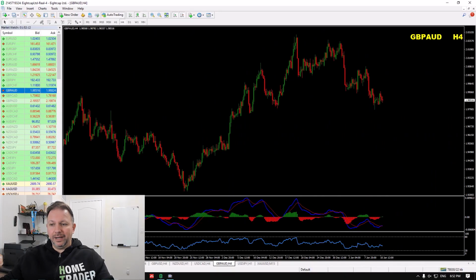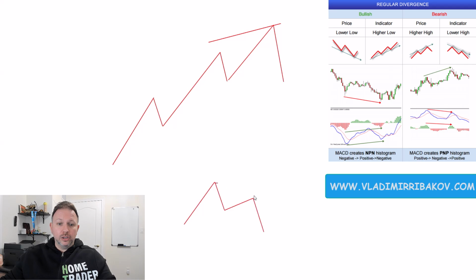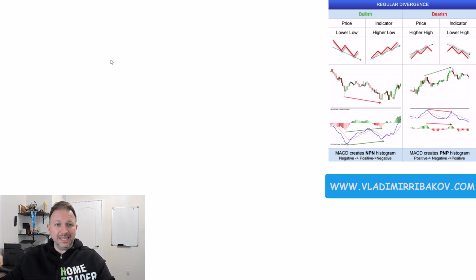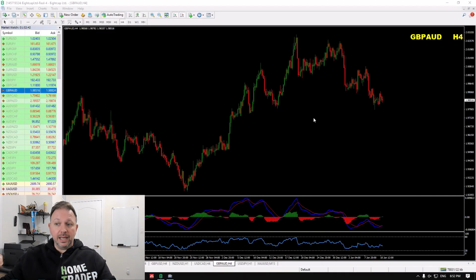To be able to find a divergence, you would need to remember that in a bullish trend you would want to see higher highs on the chart versus lower highs on the MACD moving averages. Okay, this would be your second step. In a downtrend, it would be the opposite: lower lows on the chart versus higher lows on the MACD moving averages.